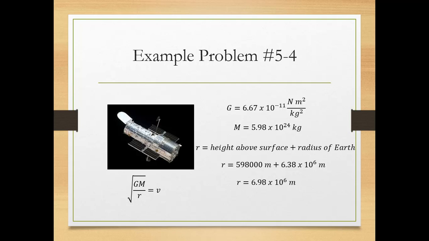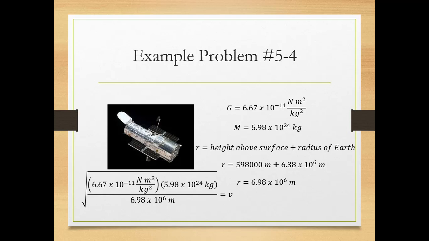And so when we plug all these numbers in and do our math, we find that the Hubble Space Telescope has to be orbiting the Earth at 7.56 times 10 to the 3rd meters per second, or we could say 7.56 kilometers per second. So this thing's got to be moving relatively fast in its orbit in order to stay up in that circular orbit.